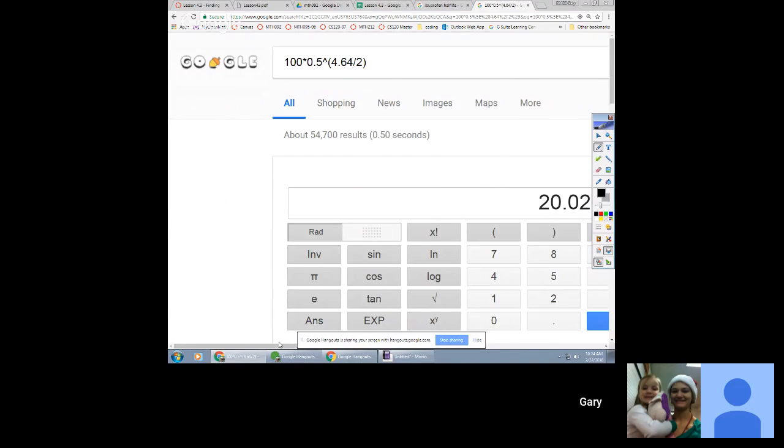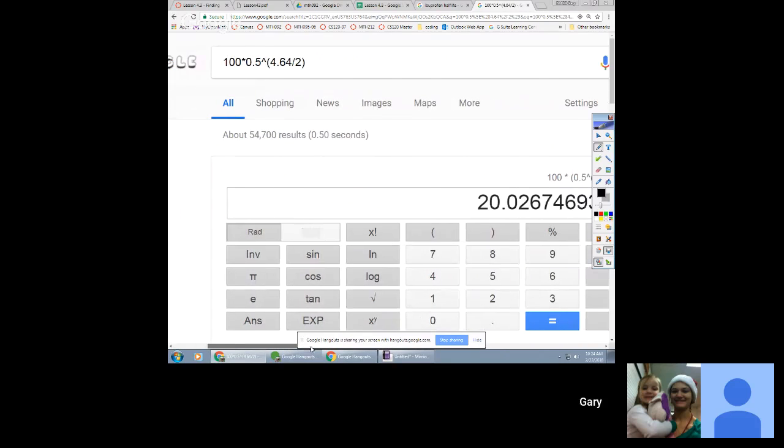My calculator says it's just a hair over 20 milligrams, and we rounded to get that, so that's all right. You didn't get that? Okay, let's see what it types. Oh, it's 4.64. You have to go with this.